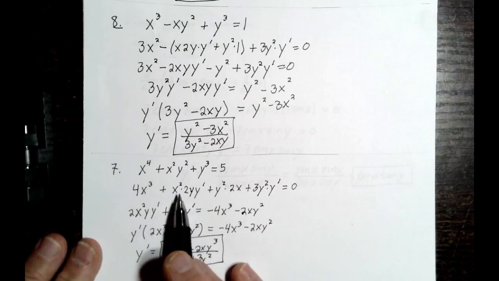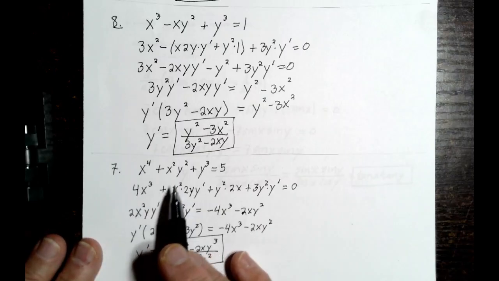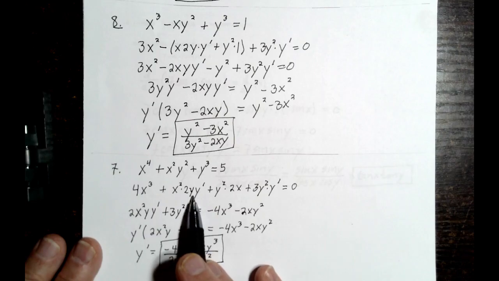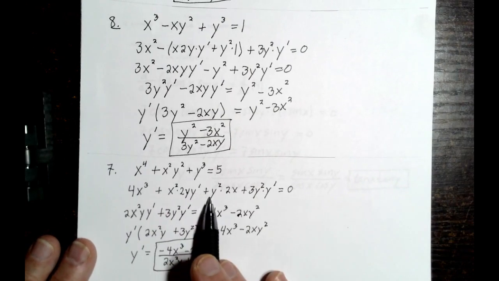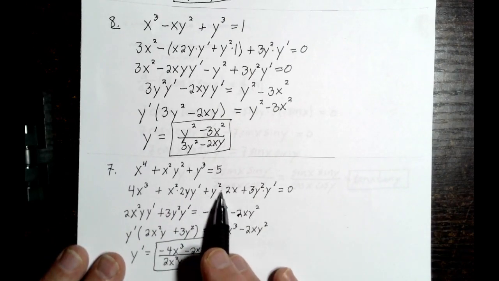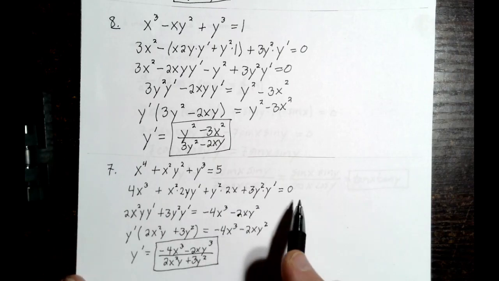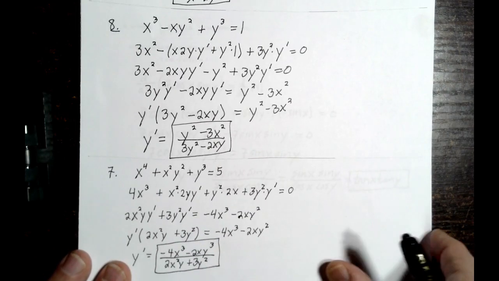4x cubed plus, and now the first is your x squared. Derivative of y squared is 2y, y prime, plus y squared times 2x, plus 3y squared times y prime equals 0. And you can solve that for y prime.